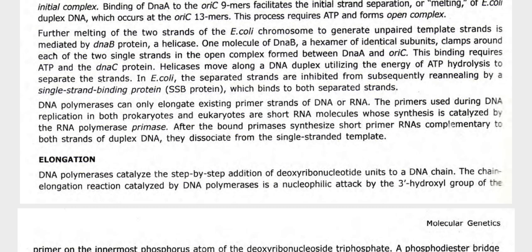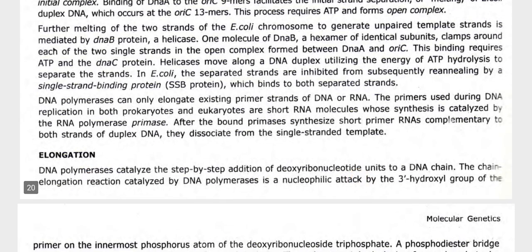Helicase moves along a DNA duplex utilizing the energy of ATP hydrolysis to separate the strands. In E. coli, the separated strands are inhibited from subsequently re-annealing by a single-strand binding protein, SSB protein, which binds to both separated strands. DNA polymerase can only elongate existing primer strands of DNA or RNA. The primers used during DNA replication in both prokaryotes and eukaryotes are short RNA molecules whose synthesis is catalyzed by the RNA polymerase primase. After the bound primase synthesizes short RNA primers complementary to both strands of duplex DNA, they dissociate from the single-stranded template.